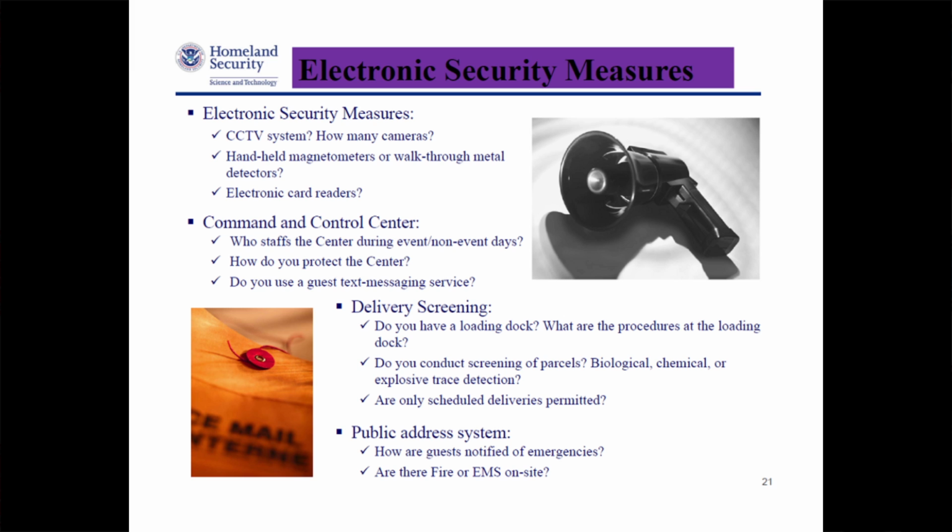We talked about your access control procedures on the last slide, and we would also like to know if you use handheld magnetometers, walk-through metal detectors, or other equipment to screen patrons, staff, participants, or other personnel. Also, do you use electronic key cards or card readers to limit access to certain areas? Again, how are these areas alarmed?